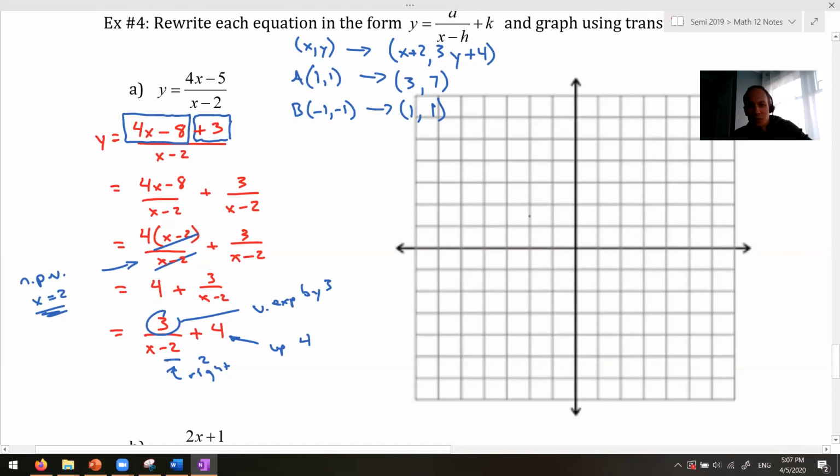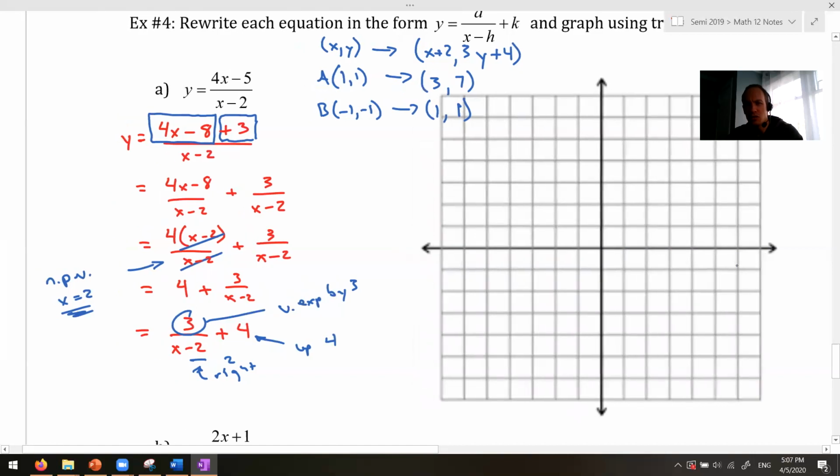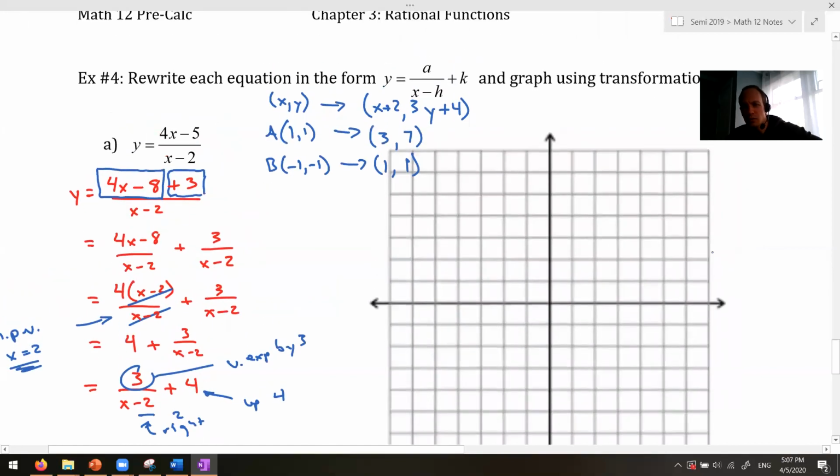Okay, so let's see here. We've got 3, 7, and 1, 1. So I'm going to again assume each one of these is worth 1 mark each. 1 value, not marks. So this is the point A prime at 3, 7. And B prime is going to go to 1, 1. So there's B prime at 1, 1.